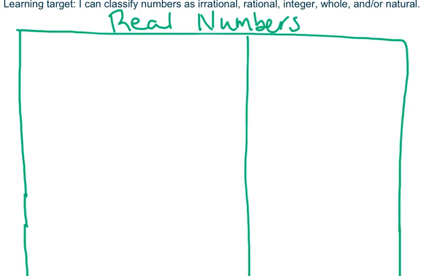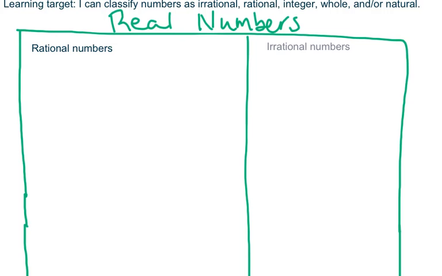One are called rational numbers, and the other are called irrational numbers. I have placed rational numbers on the left-hand side and irrational numbers on the right-hand side. Notice that both types of numbers are under the category of real numbers. So let's first talk about the irrational numbers.